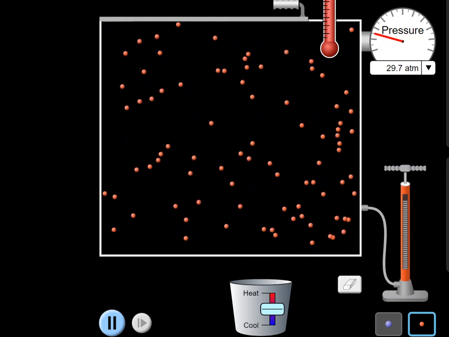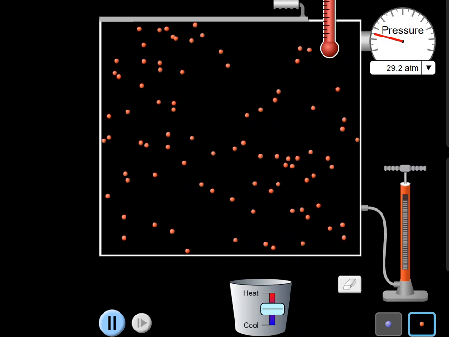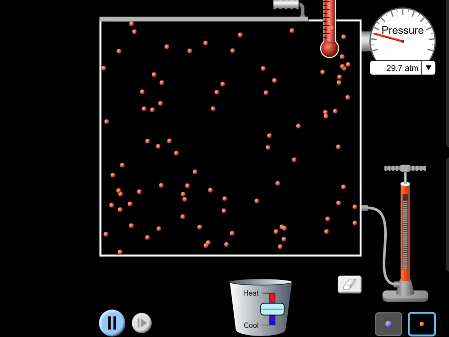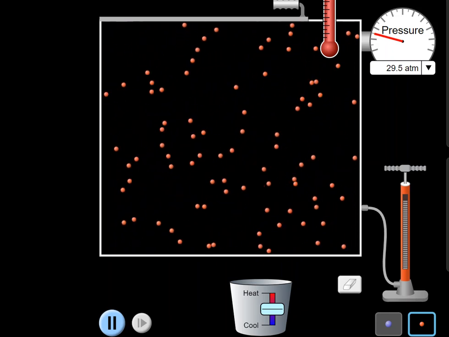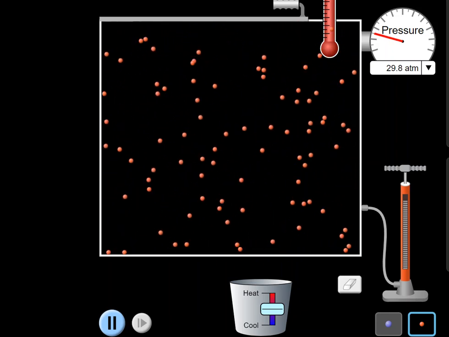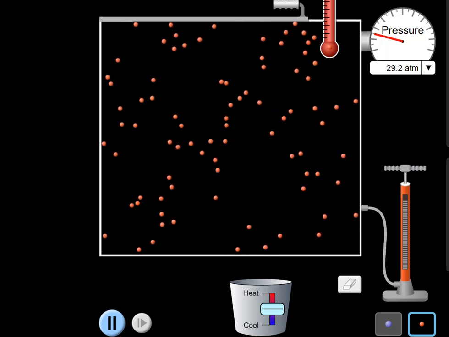But the walls of the container are also being hit harder. These particles are moving a lot faster since temperature reflects the kinetic energy. They're moving faster, and so when they hit faster, they're hitting harder with more force. So that's part of why the pressure goes up.